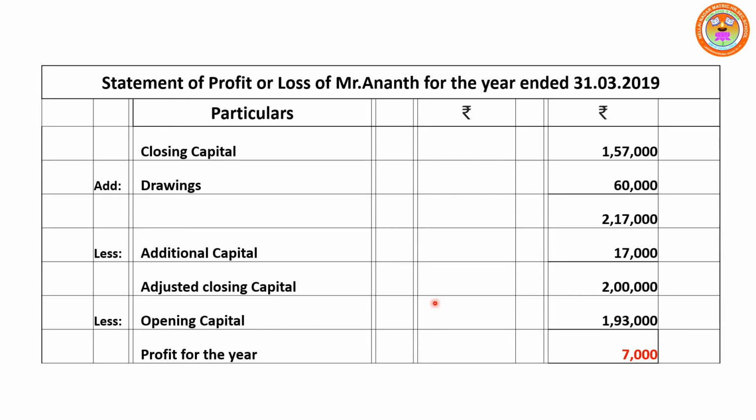This is called adjusted closing capital. Next step, less opening capital, which we found in step number 1, 1,93,000. So compare these two capitals, adjusted closing capital and opening capital. Adjusted closing capital is more than the opening capital. It denotes profit. So profit 7,000. Profit for the year 7,000.